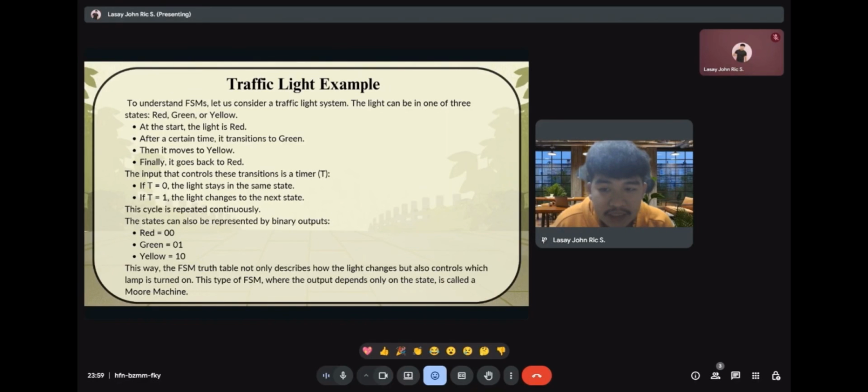So the states can also be represented by binary outputs. For example, red is equal to 00, green is equal to 01, and yellow is equal to 10. This way, the FSM truth table not only describes how the light changes, but also controls which lamp is turned on. This type of finite state machine, where the output depends only on the state, is called a Moore machine.